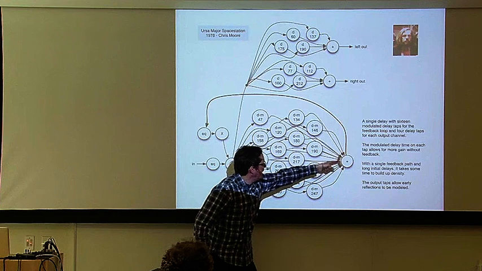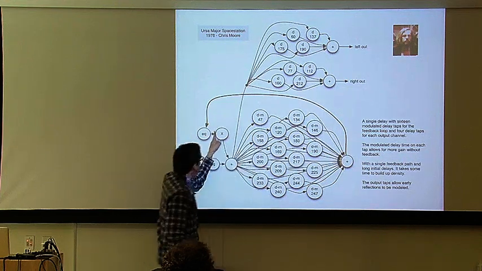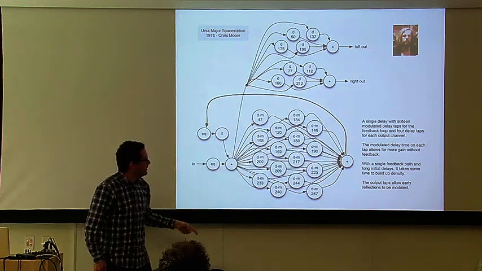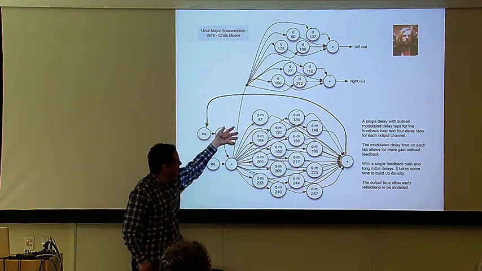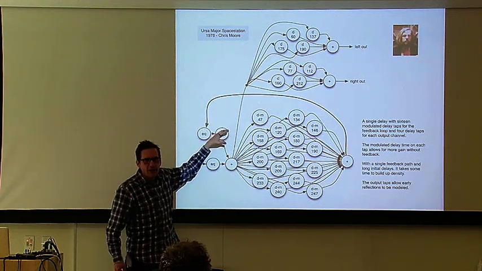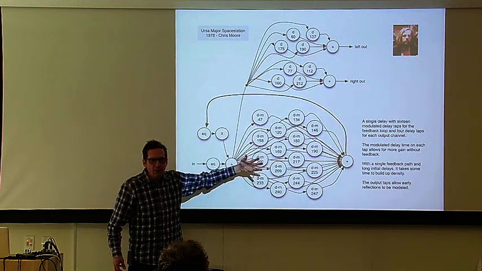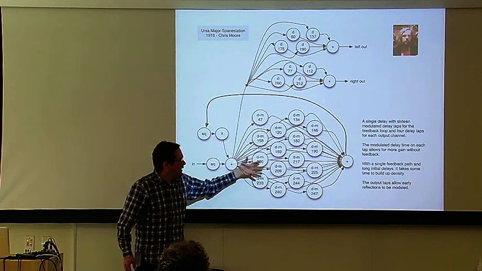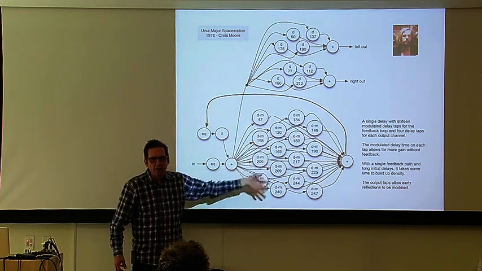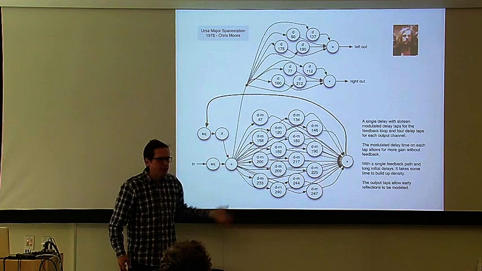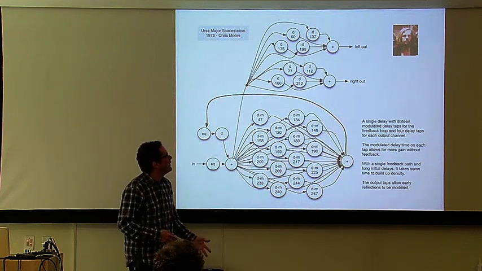And then it has one feedback path for all of these delay lines. So with that single feedback path, all the delay lines are now being fed back into each other, so we get even more complexity every time we go through this structure. So this improves things greatly.